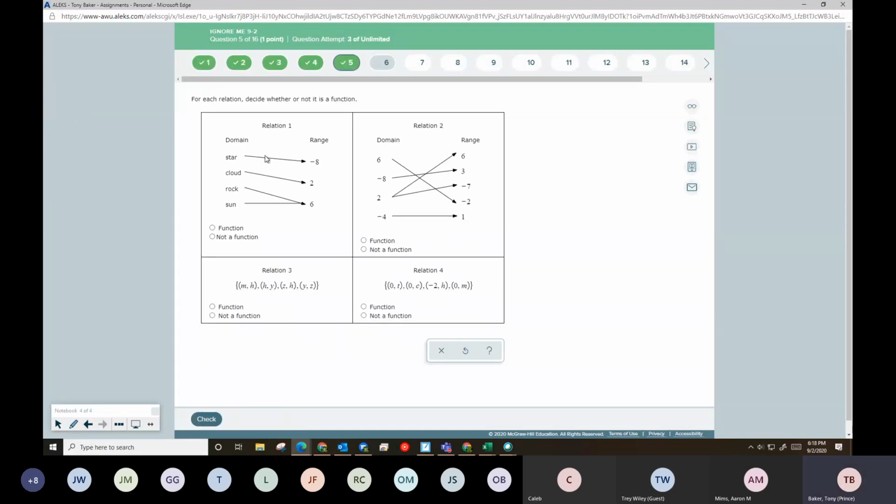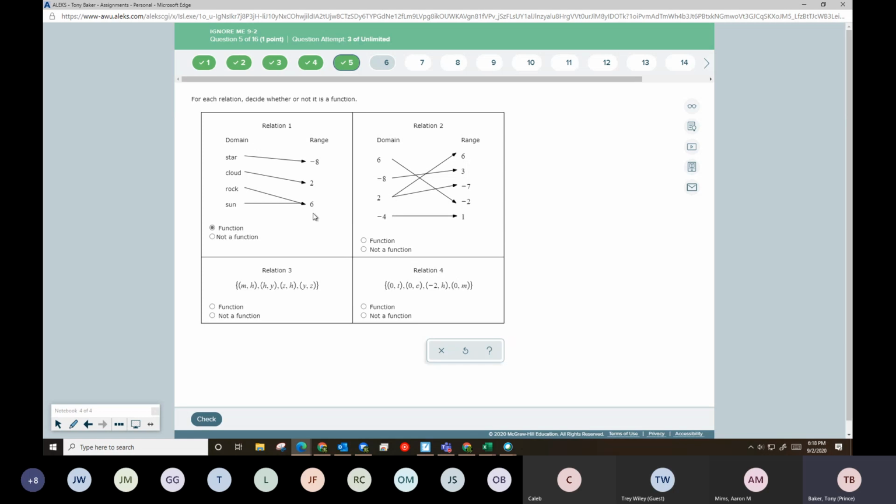So you're looking at the domain. It's one domain to one range. So this star goes to -8. That's fine. Cloud 2. Rock 6. Sun 6. Everyone only went to one thing. So that's fine. That's a function.